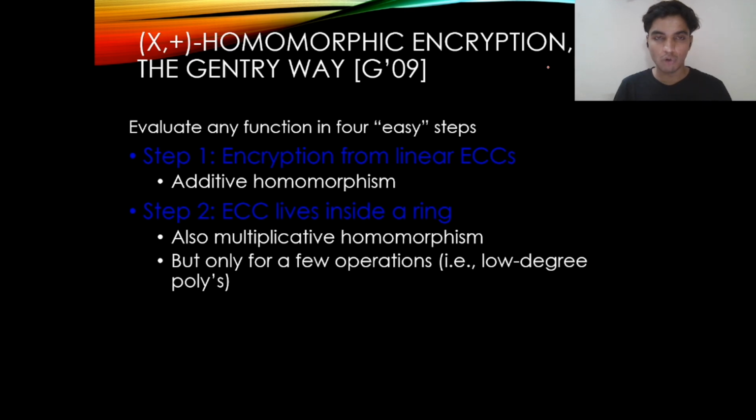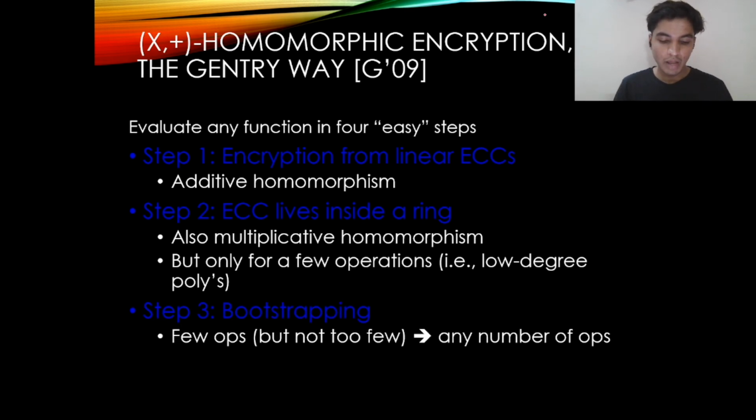Gentry's blueprint of encryption uses ECCs to gain additive homomorphism. Embedding the ECC in a ring supports the multiplicative operation, and bootstrapping refreshes the ciphertext to reduce noise.